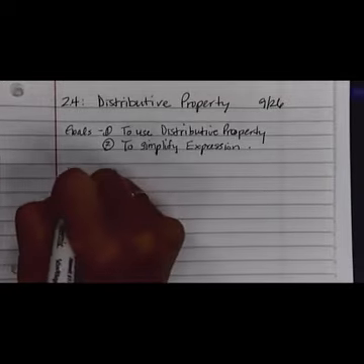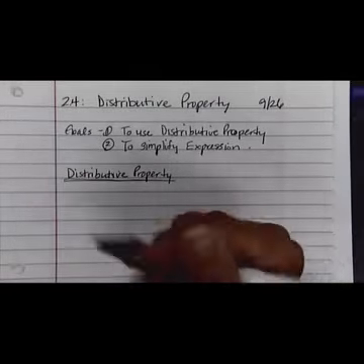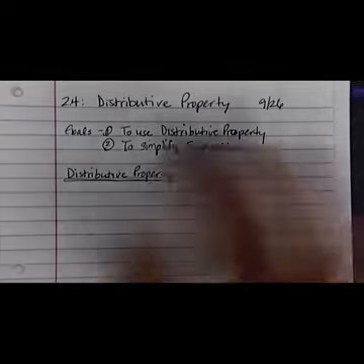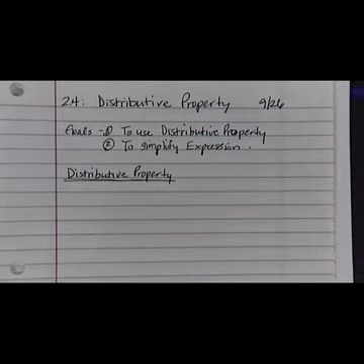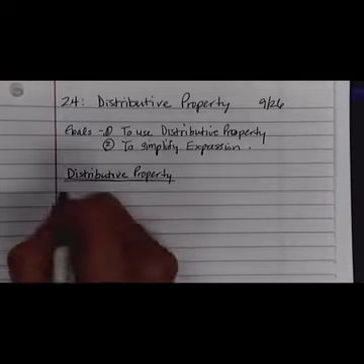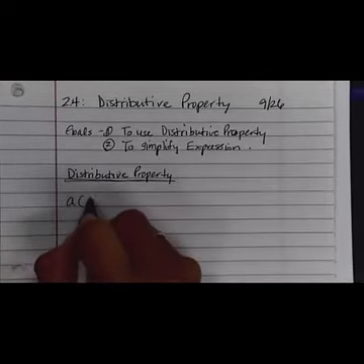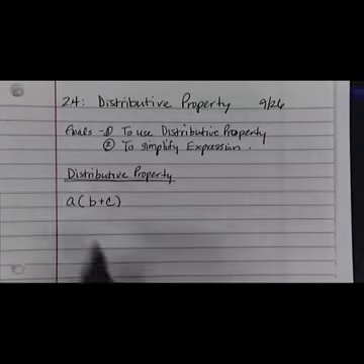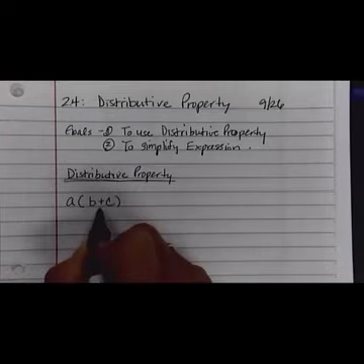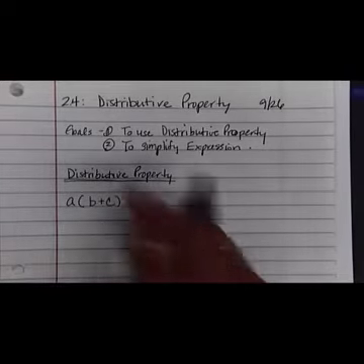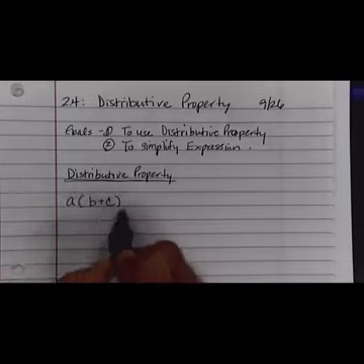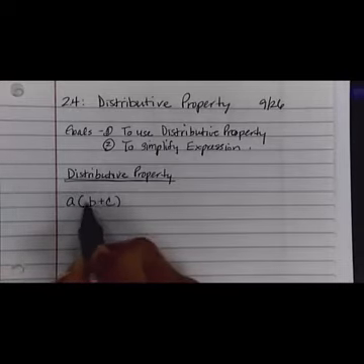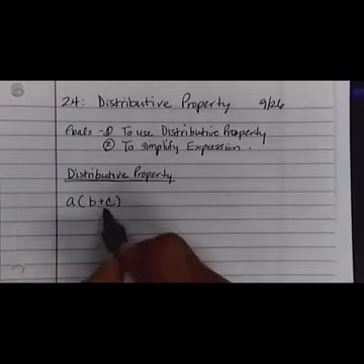So I'm going to talk about the distributive property. When there's a number on the outside, you distribute it, right? Isn't that what distributive means, to hand out? So if I had A, and inside the parentheses, B plus C, this is saying A times the quantity of the sum of B and C. Quantity means parentheses. This is the sum of B and C, right?